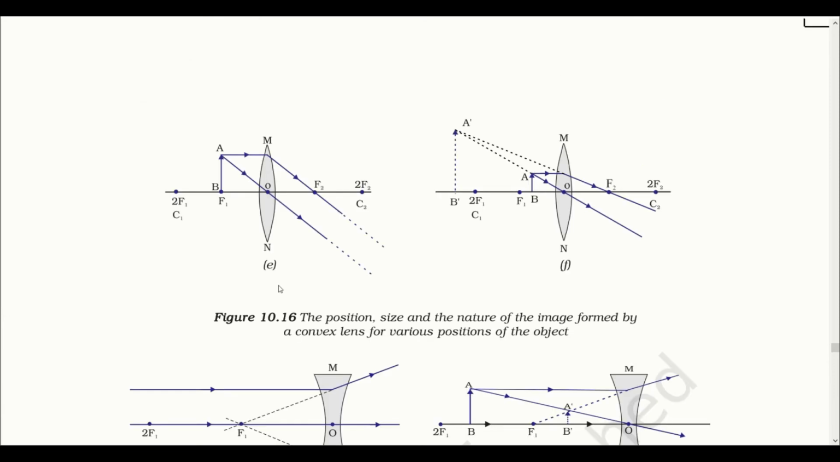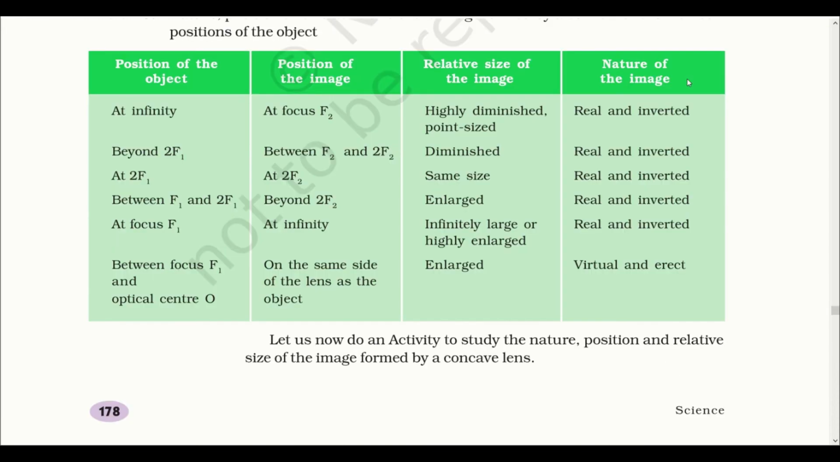In the fifth diagram, you can see when you keep an object at focus, image will be at infinity. When you keep the object between the optical center and the focus, image will be at infinity, but this time it will be virtual and erect. Here it will be at infinity, but it will be real and inverted. So this sixth diagram can be better understood in this table.